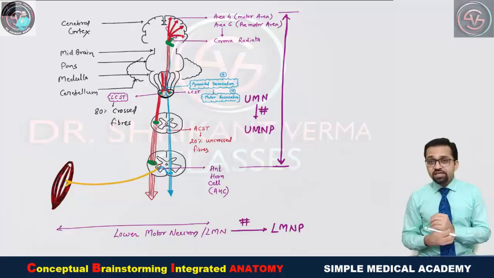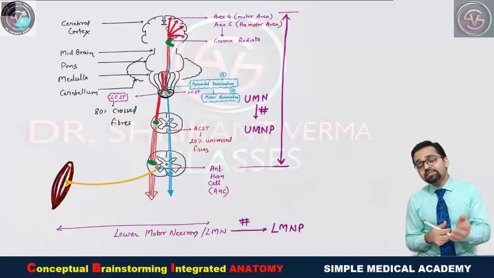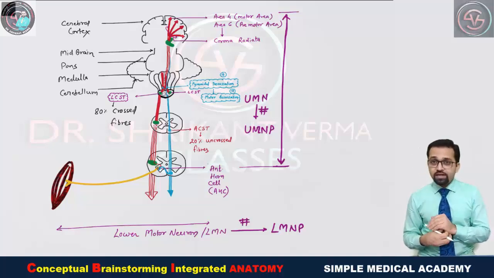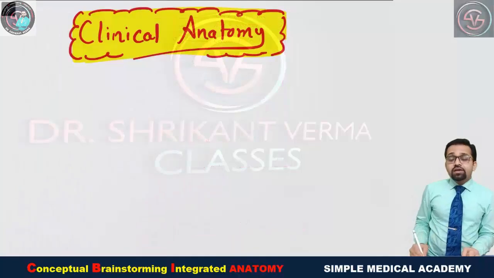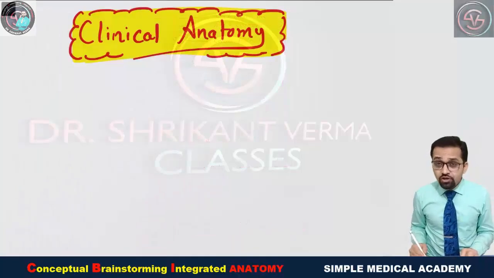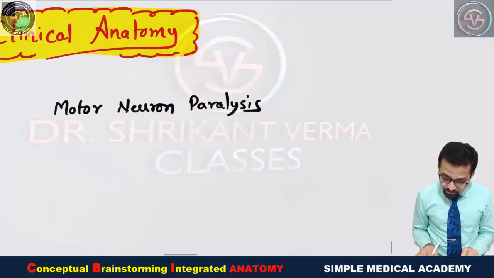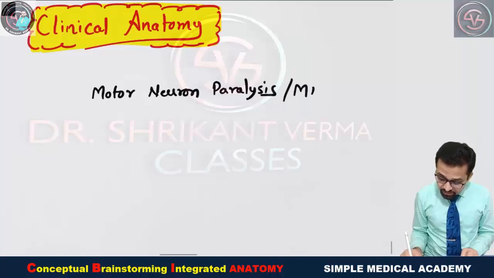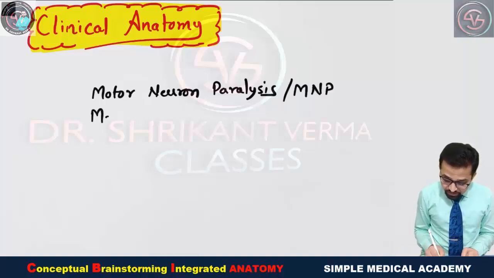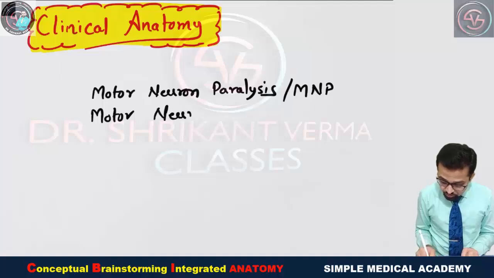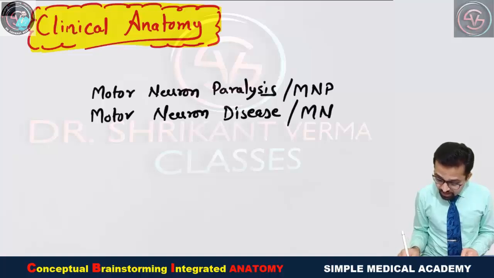After the proper understanding of this corticospinal tract, now we are going to see the applied part of this descending tract, that is the upper motor neuron paralysis and lower motor neuron paralysis. Yes, now we are going to understand the motor neuron disease or motor neuron paralysis. In short, we will mention it as MNP. Also we can say motor neuron disease, also you can say MND.